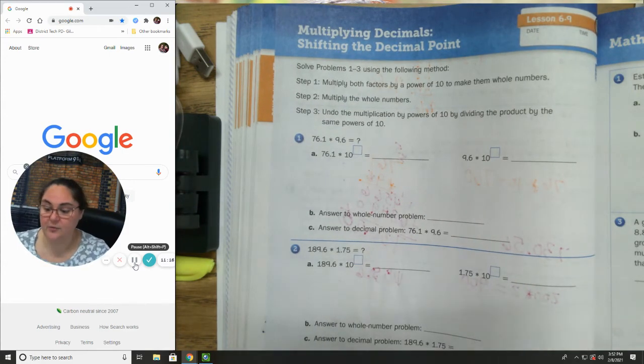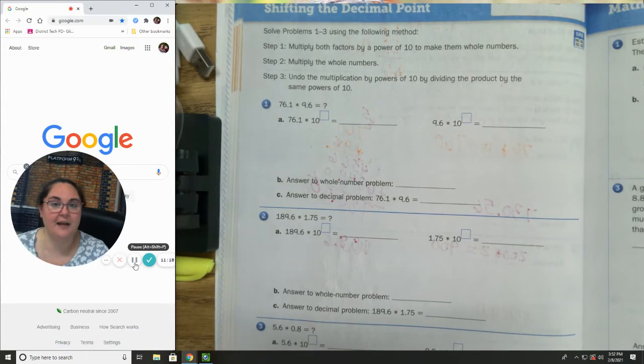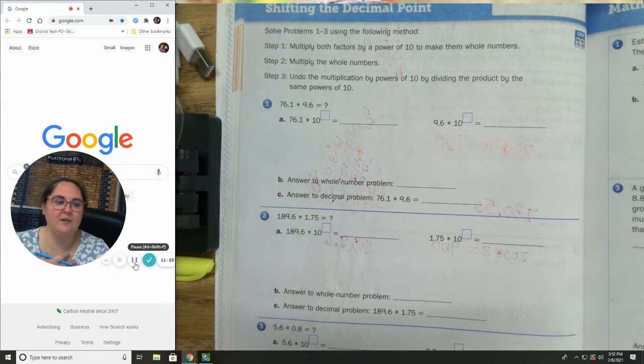So we are going to go through this part of the lesson. You are going to try it. And then remember, I don't care which way you do it. Just find the way that works best for you.